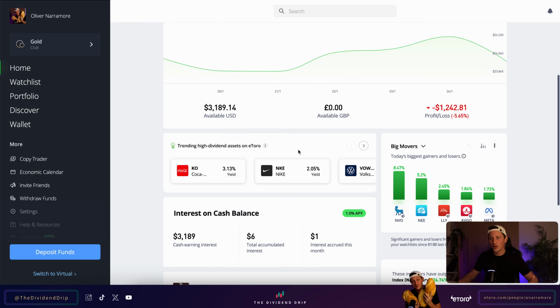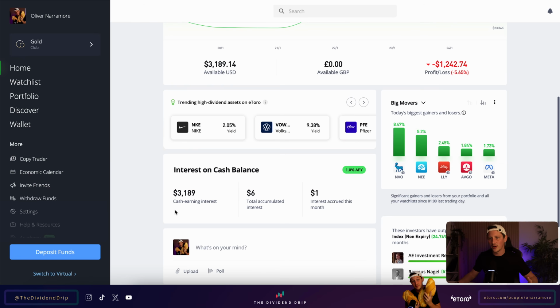When you scroll down, you've got trending high dividend assets on eToro, so you can have a look through. Really, really useful if you do want to get into something else. You'll also see your current interest on your cash balance. So I've got 3,000 in cash, just earning interest. It's not a lot of interest, 1% APY, but you have the cash there so you know what you've got available. I like to keep cash on hand just in case there's a dip in the market, then I can pick up some more discounted stocks, basically.